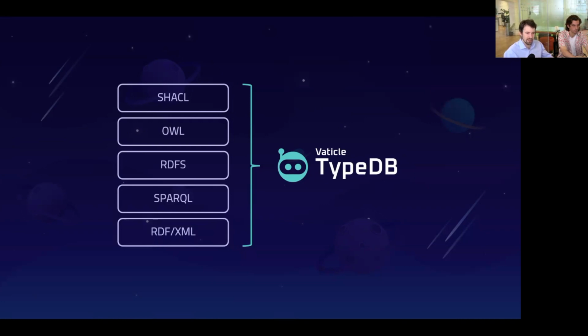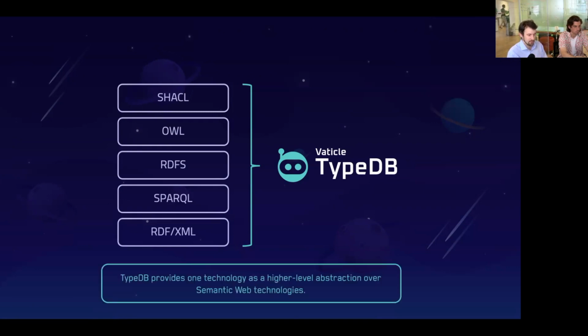With TypeDB, we close that up, and instead of being a do-it-yourself computer from the 70s, TypeDB is effectively like a Mac. What that means is you can't choose your motherboard or your processor, everything comes built in, but at least it works. Most people who are not familiar with semantic web technologies can actually use the software and be successful with it without the steep learning curve of certain semantic web technologies. So in that sense, TypeDB provides a higher level abstraction over semantic web technologies.